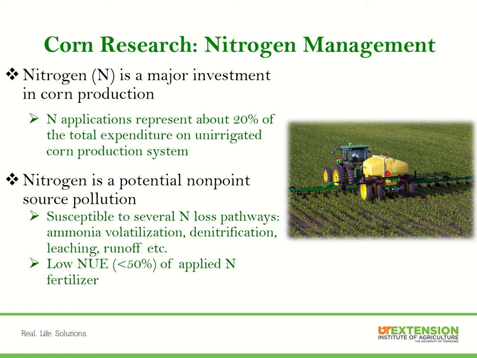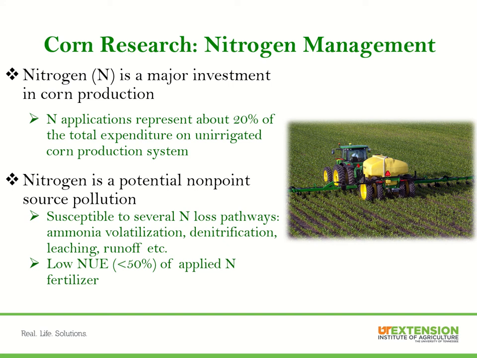So we know that you need nitrogen to make a very good crop, adequate amounts. We also know that nitrogen is a major investment in corn production. So if you look at the UT crop production budget that was released by Dr. Smith and other PIs, nitrogen applications represent about 20% of the total expenditure on unirrigated crop production system.